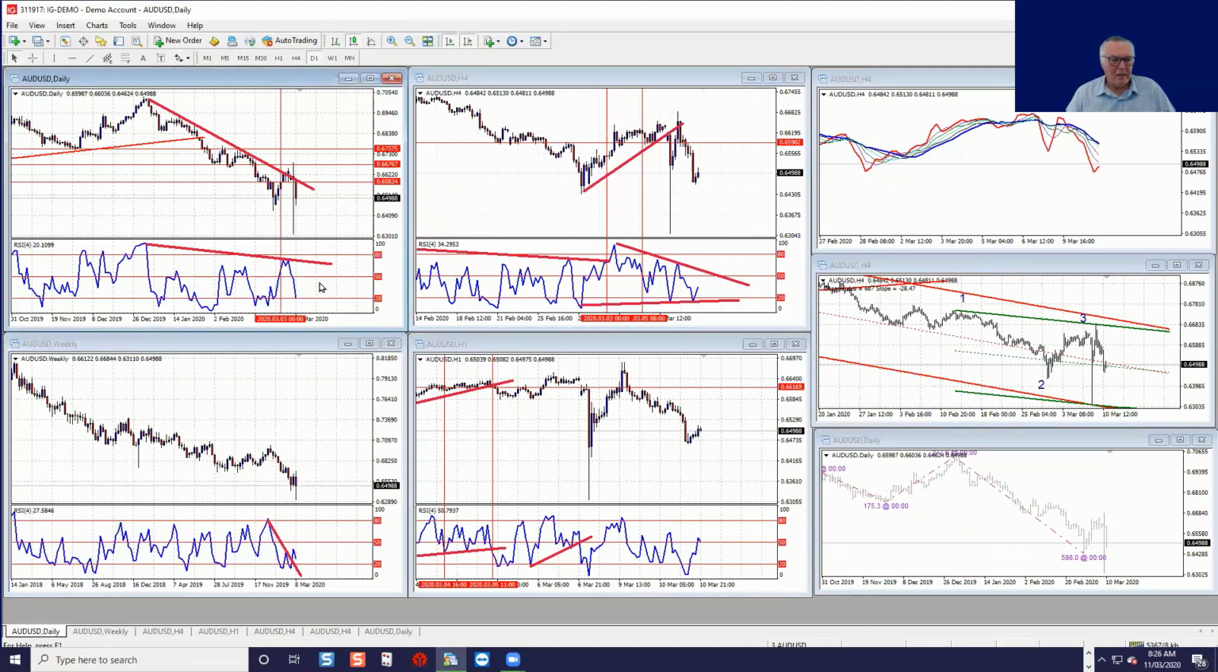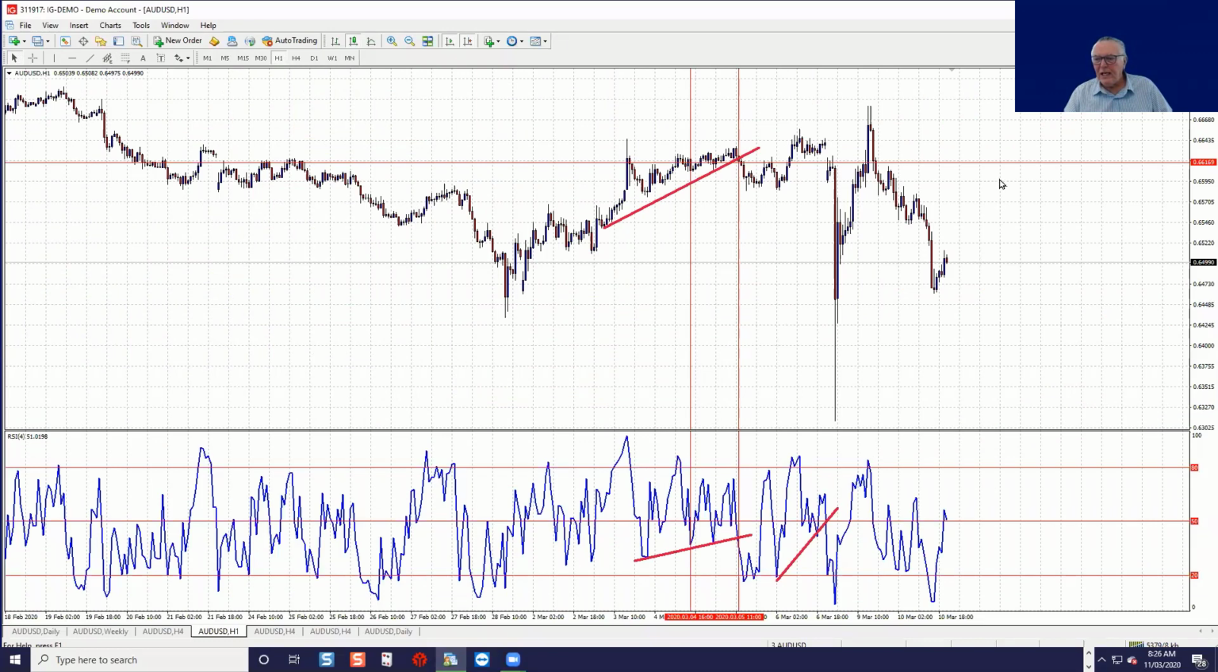We're still seeing sell momentum. So sell momentum. We're seeing sell momentum. So this is a warning that the Aussie might still be in a sell mode, and that conflicts with our trade that we want to make. We want to buy the Aussie.